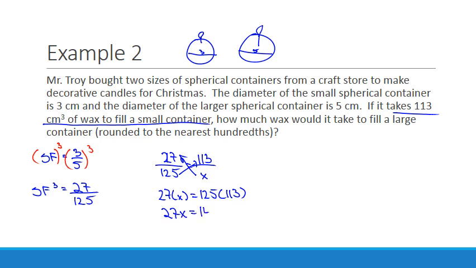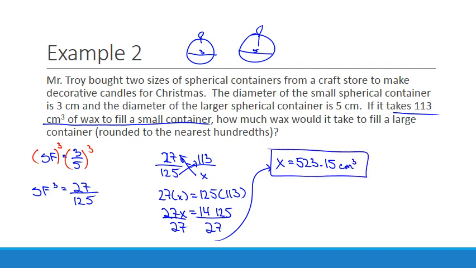That is 14,125. Divide them both by 27. So then x is equal to 523, and then some decimals. It says to the nearest hundredth, so 2 decimal places, 523.15 centimeters cubed. So that's how much wax it would take to fill that larger spherical container.